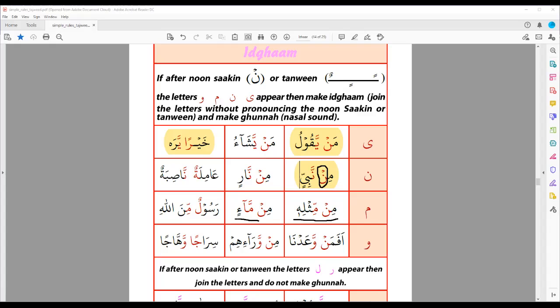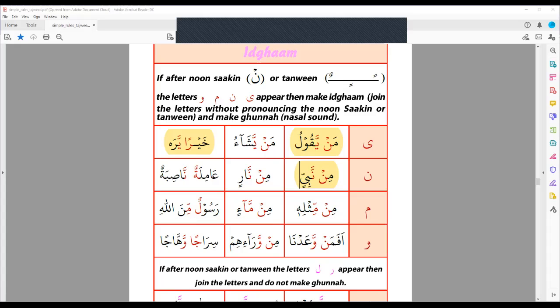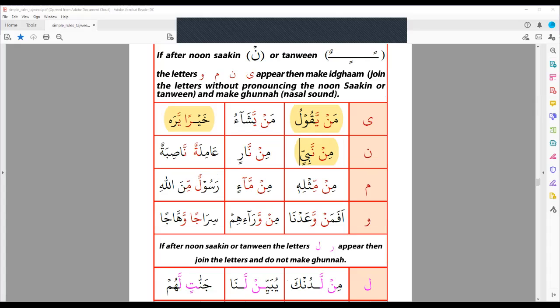So you have to say mim mithlihi. Same thing right here. Mim ma'in. Rasulum minallah. Rasulum minallah. You see, I don't pronounce the tanween sound. I go to the mim directly. Rasulum minallah. Okay. So that's all about idgham ma'al gunna or idgham with gunna.